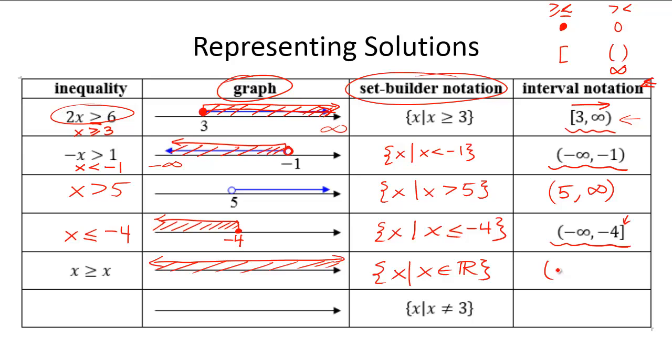For interval notation, you say going from negative infinity all the way to infinity. Finally, you could have everything except for 1 point. So we want to say exclude the 3, but we want everything else included. So we could say that we want x not equal to 3.